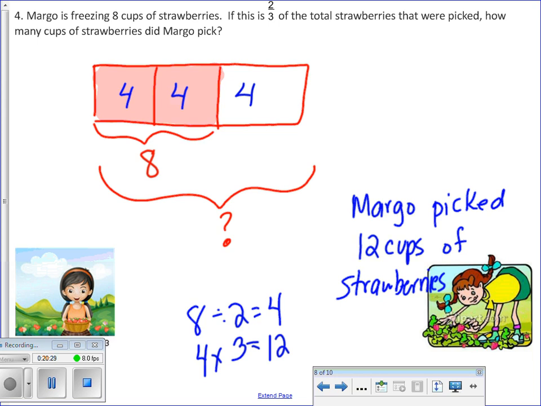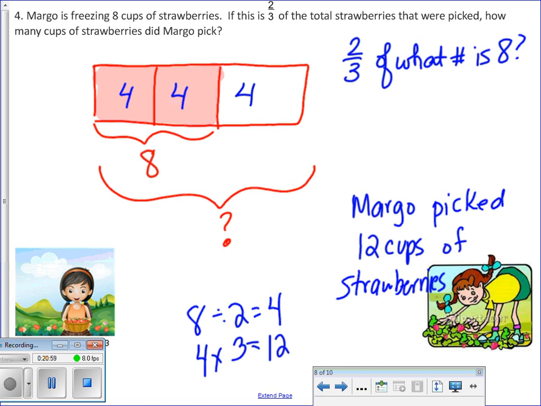So for this one to write an equation, 2/3 of what number is 8? That's what we're trying to find out. 2/3 of what number is 8 cups? So everybody, we're not packing up. We're not done. Did you write this sentence down? Some of you did not, and your binders are closed.